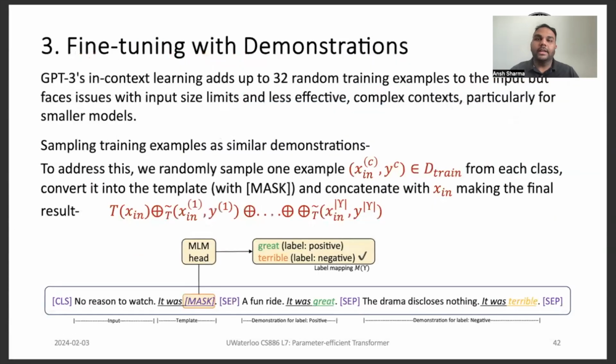In the final step, fine-tuning of the LLM takes place by taking the prompt generated before and extending it with examples of each class. This can be seen in the example where "no reason to watch" is the input and a template "it was [MASK]" was added to it at the end, and a positive demonstration of "a fun ride, it was great", and a negative demonstration of "the drama discloses nothing, it was terrible" were also added to the prompt. This is then repeated to fine-tune the LLM over the entire dataset to help with few-shot learning.